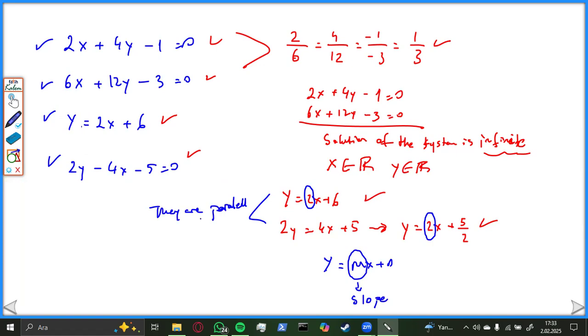In terms of the solution system, you can also say that there is no solution. There's no solution for the system.